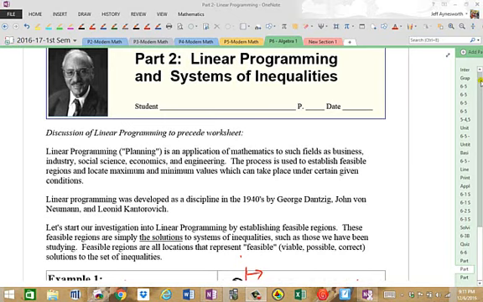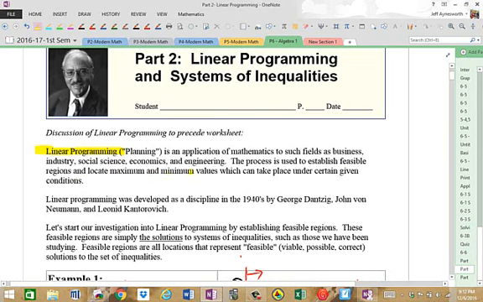All right, we're going to get into part two here in a subject called linear programming, where we apply the systems of inequalities that you learned in prior lessons. Linear programming is a very cool subject. It is an application of mathematics in the field of business and industry, social science, economics, and engineering, where you apply systems of inequalities to solve real-world problems. See, in business, you either want to maximize your profit, or you want to minimize your cost.